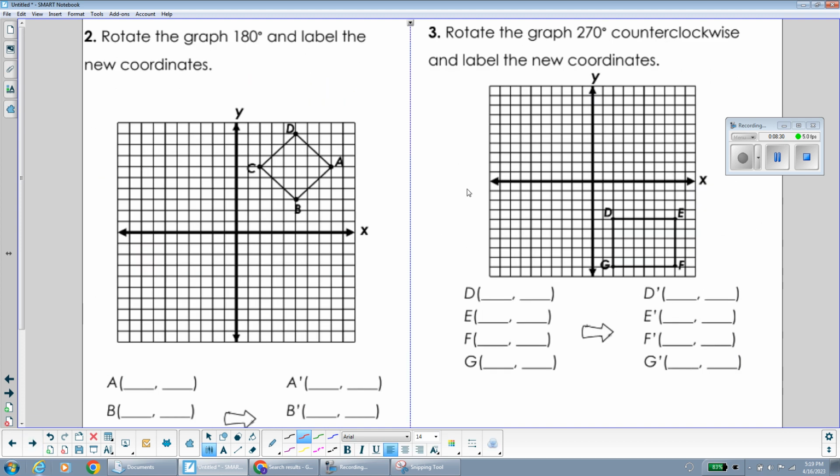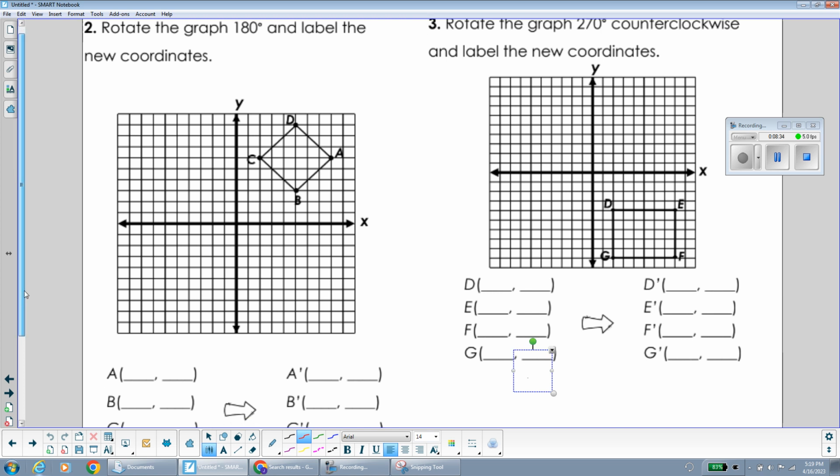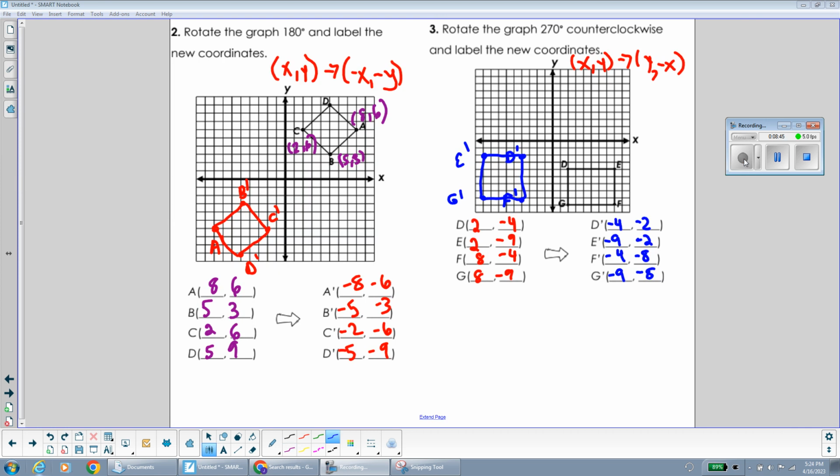Okay, moving on. Pause the video and try the next two on your own using the rules for rotations. And you are going to want to pause the video and try it because it's just going to display the answers to you. Here are the answers, so you can pause the video and check your work.